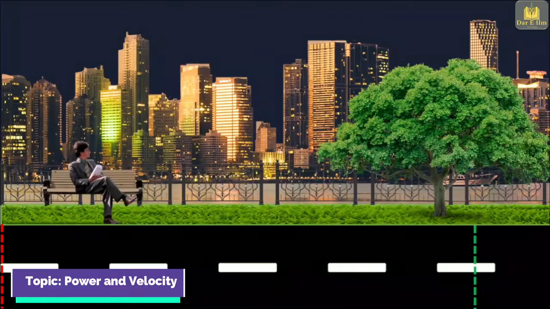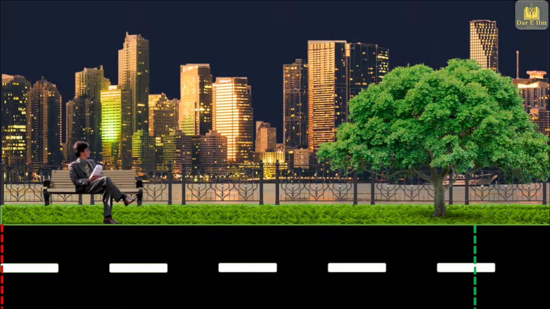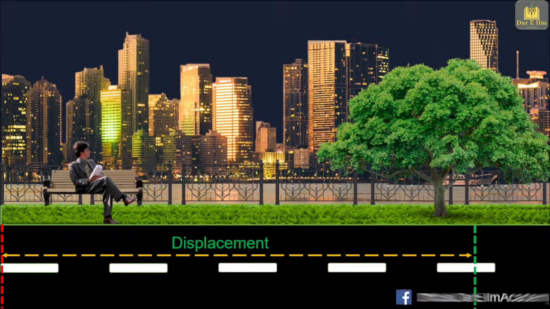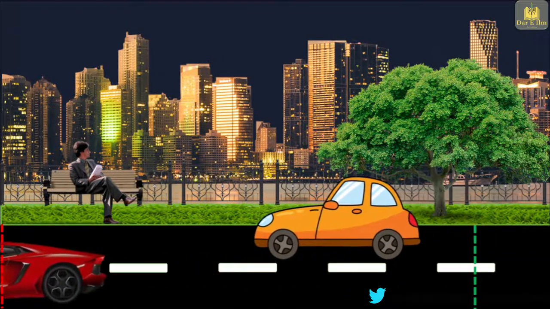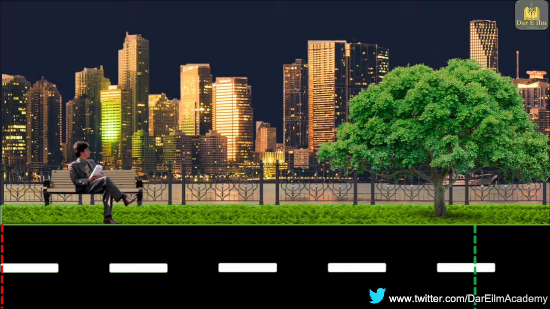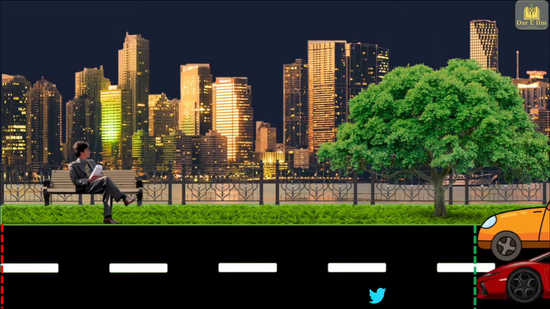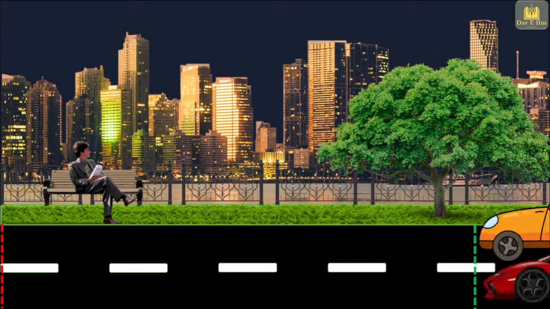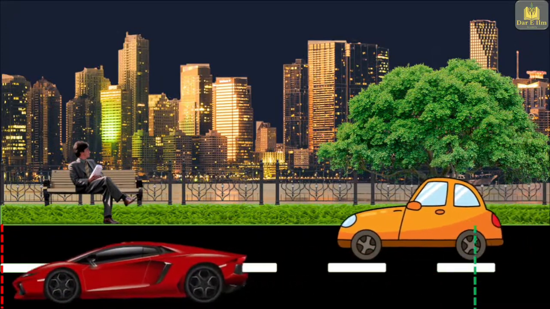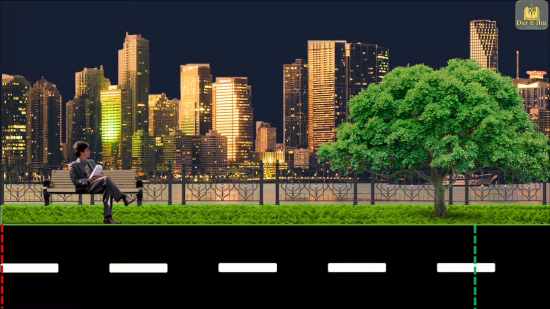Let's try to understand the concept of power by a simple example. Here in the picture, the green dotted line on the road is the start point and the red dotted line on the road is the finish point. The shortest distance between these 2 points is displacement. Now you can see that we have 2 cars at the start point for a race. After the start signal, both cars start to move to the finish point. As a result, we saw that both did the same work while covering the same displacement. But the red car reached the finish point earlier than the orange car. So we can say that the red car has more power than the orange car.